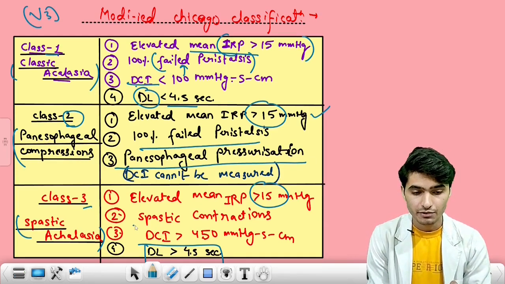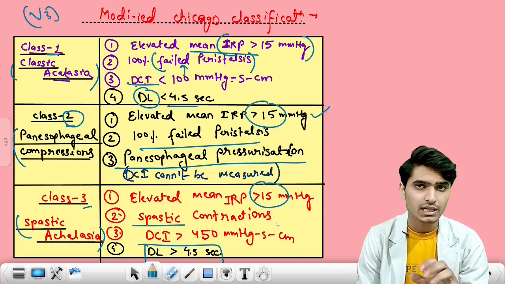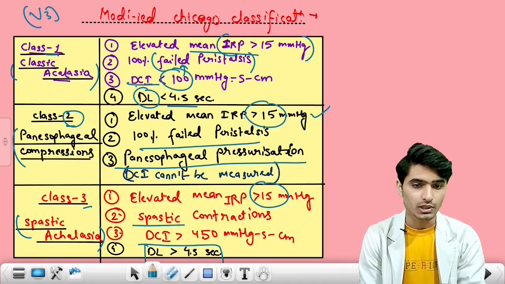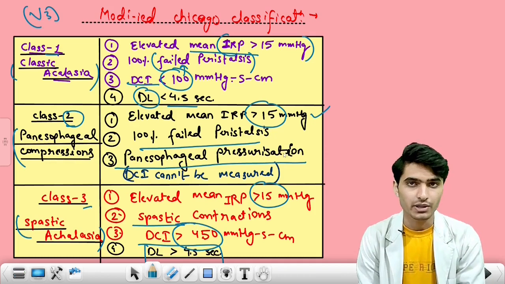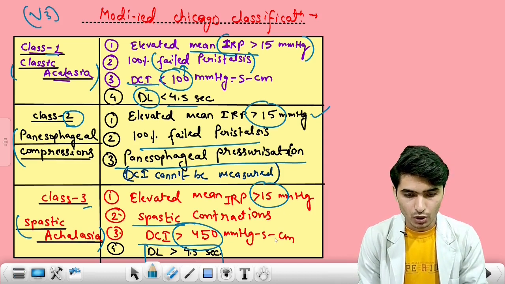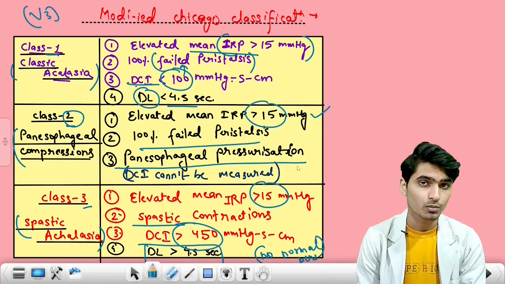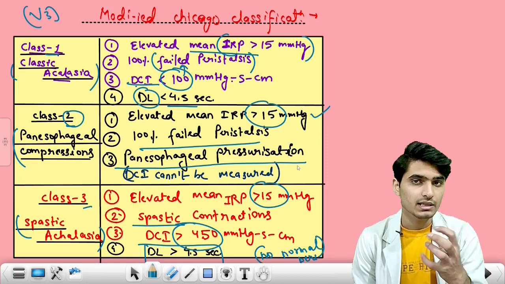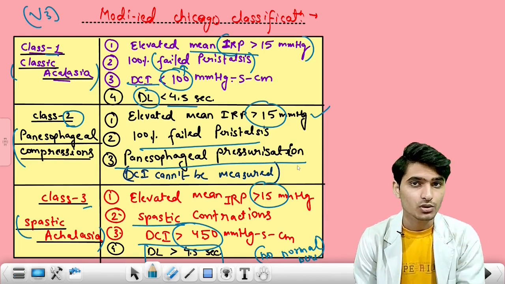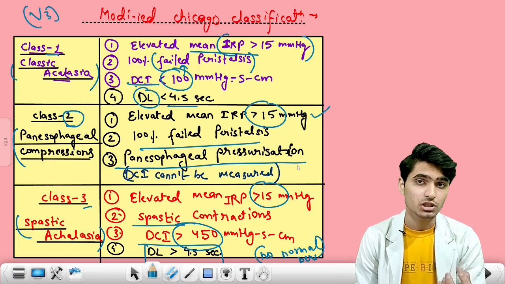In class 3, we have spastic contractions occurring. And the DCI, the strength of contraction, is moderate, not lower than 100 as in the case of class 1. That is normal, more than 450 mm Hg, which is a normal value. But the spasms are occurring. Normal peristalsis is not present. Spasms are occurring here, and no normal peristalsis because of the spasms, and the DCI is normal because of the spasms. But this is not normal because of the absence of peristalsis. Done. This is the modified, version 3 Chicago classification.